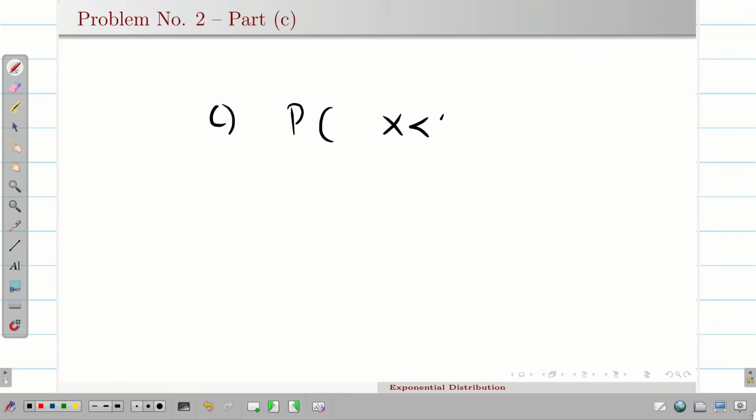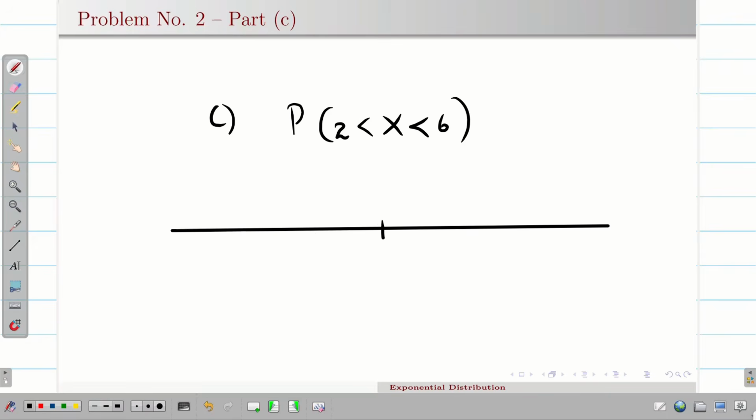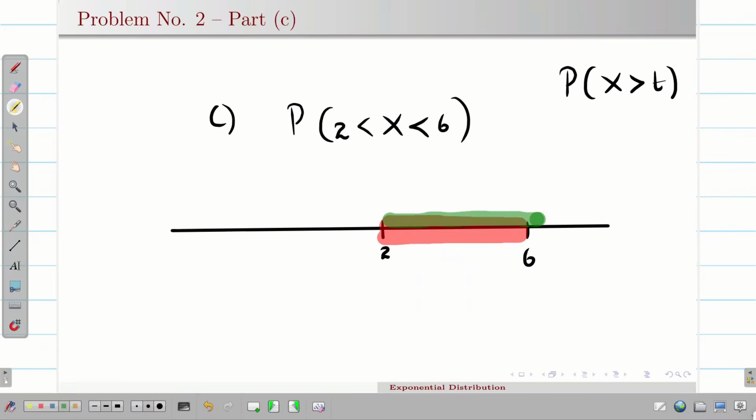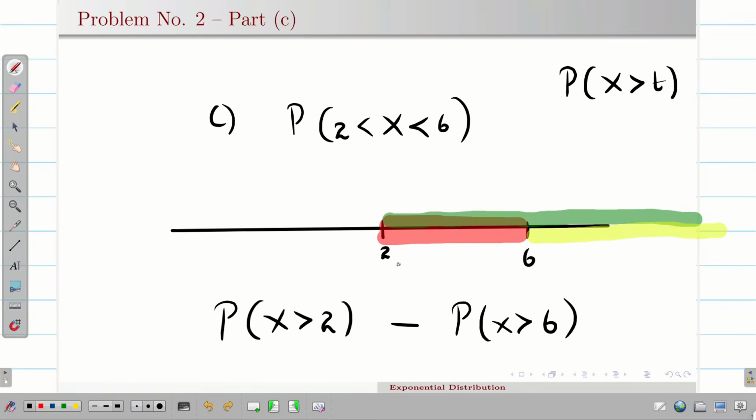What is the probability of x lies between 2 to 6? Let us have the visualization. We'll mark the 2 points. Now the region which we need is 2 to 6. But the formula which we derived is probability of x greater than some t. So how to write this? First we think x greater than 2. If it is x greater than 2, it goes up to infinity. Similarly, x greater than 6 means from 6 it goes up to infinity. So, if you take probability of x greater than 2 and probability of x greater than 6, if you subtract this green region with yellow region, we get the required red region.